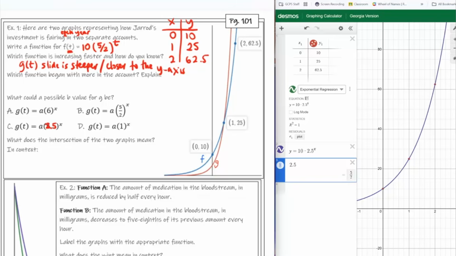Which function began with more in the account? What does that mean? That's my y-intercept. Here's my y-intercept for f, and here's my y-intercept for g. Which one is the greater y-intercept? F. So f of t is higher on the graph at the y-intercept than g.